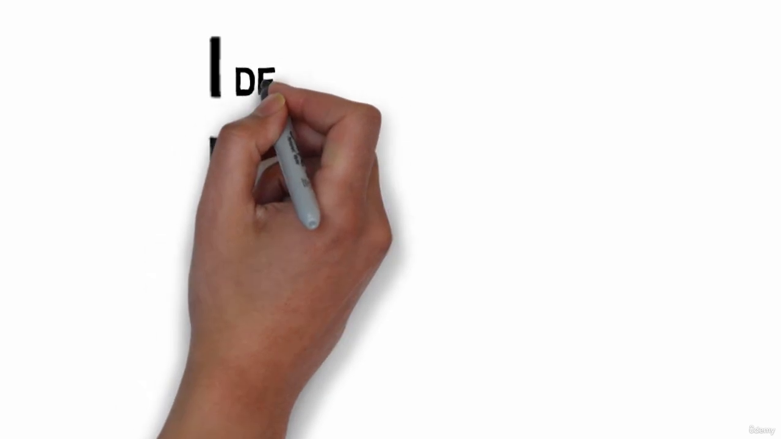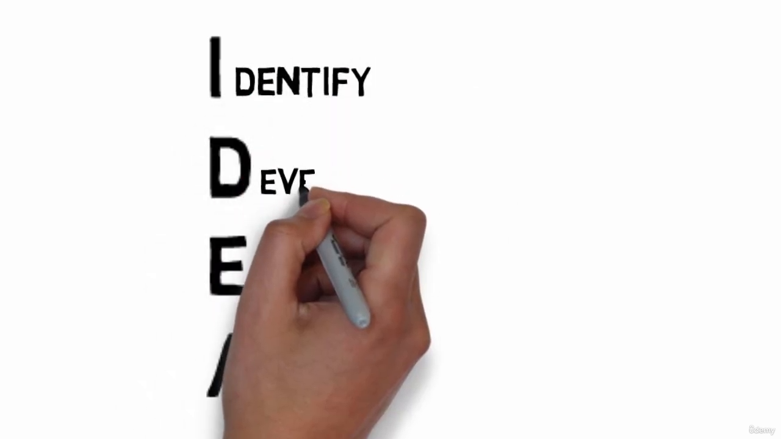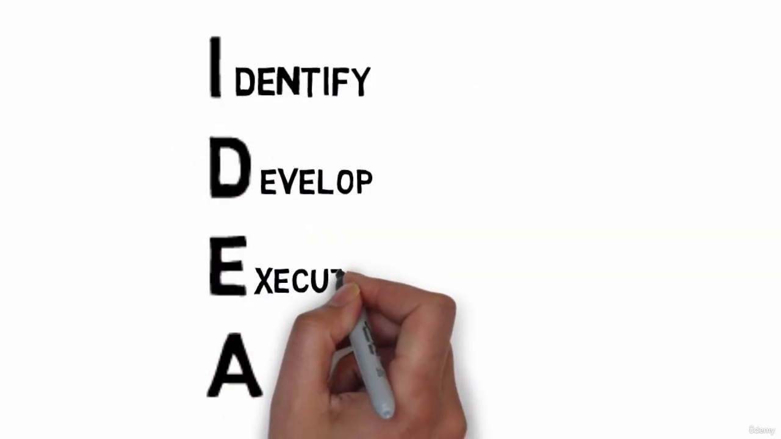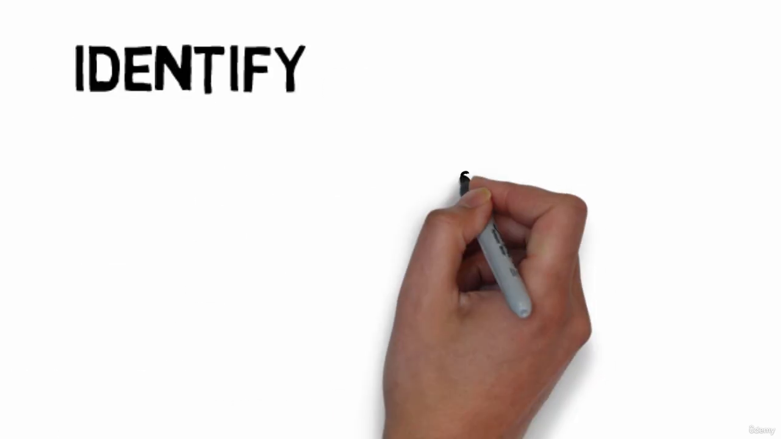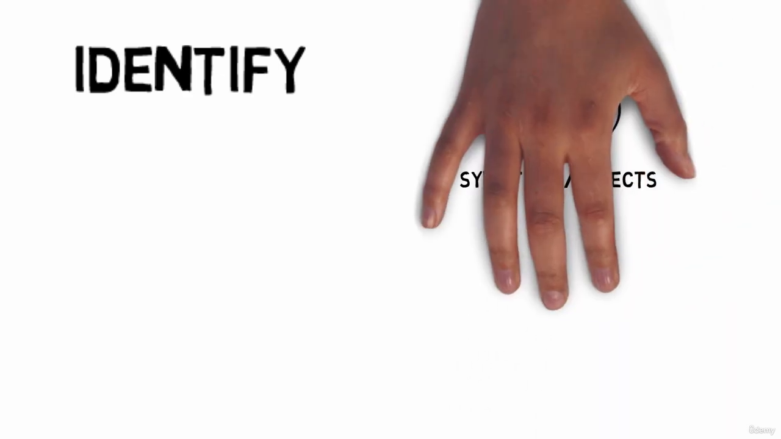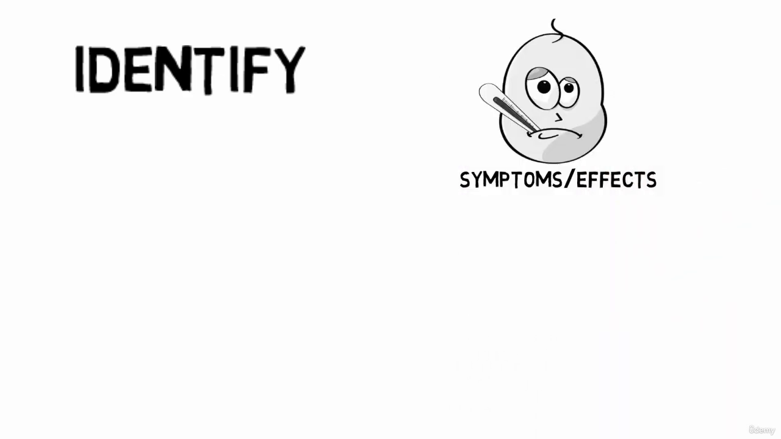The process includes identifying the problem, developing solutions, executing your plan, and then assessing the extent to which the plan resolved the problem. Most often we start by observing a symptom or effect of a problem. For instance, we observe that a person is not feeling well. But if we want to solve a problem, we need to discover the underlying causes so we can treat the actual problem, not just the symptoms.